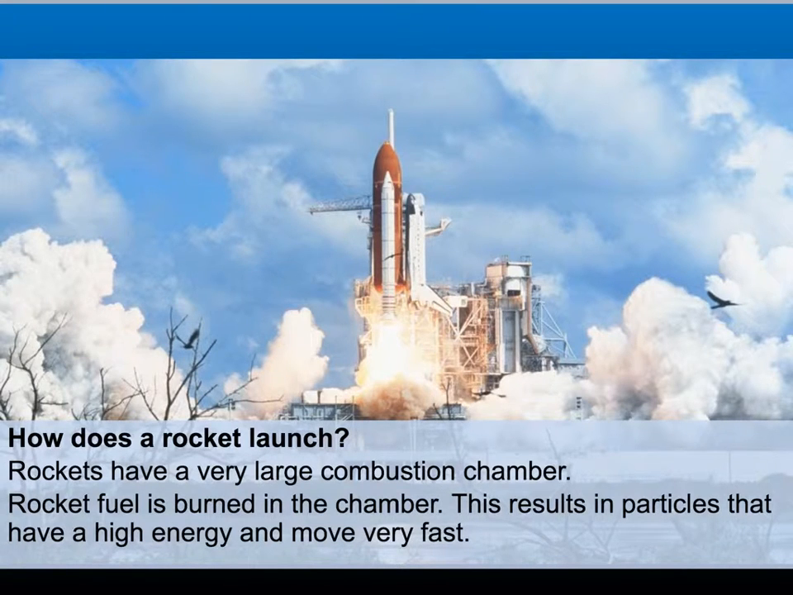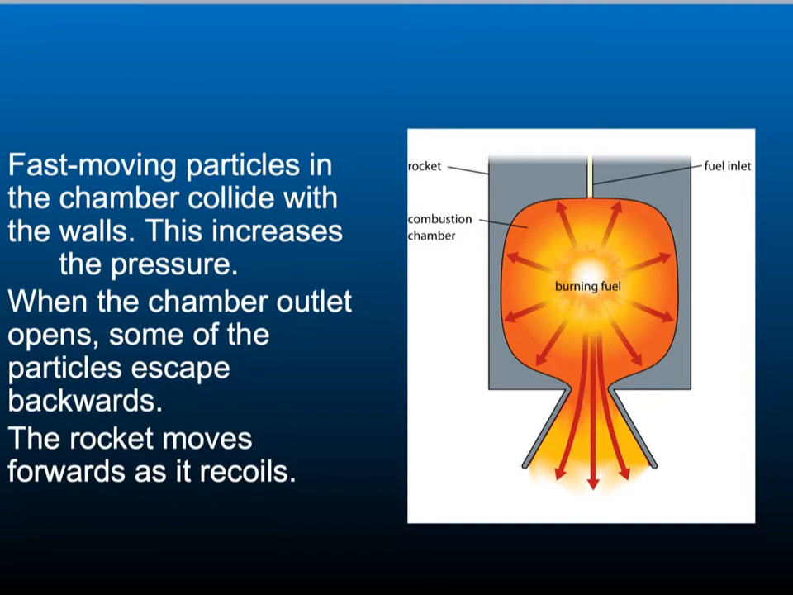Rockets work on the same principle as an explosion. The rockets have rocket fuel inside the combustion chamber. This means that the particles have very high energy and they move very, very fast. Inside the chamber, the particles crash into the sides, causing a high pressure. The hotter the gas gets, the faster the particles move, and the higher the pressure. The pressure can also be increased by reducing the volume of the gas, but this is not very practical.